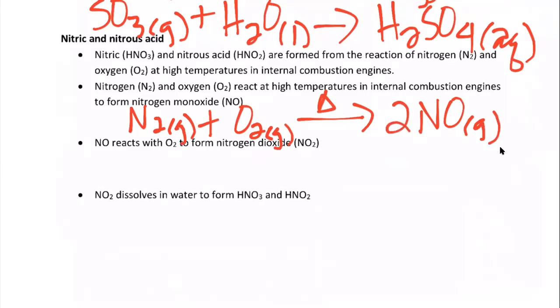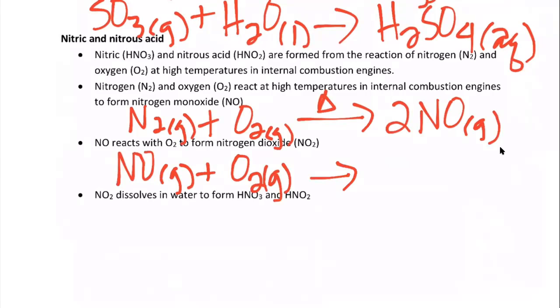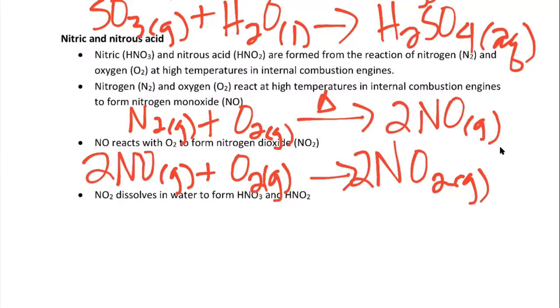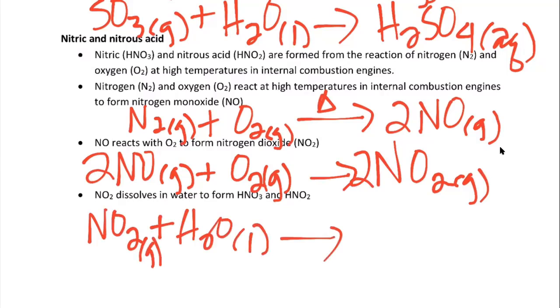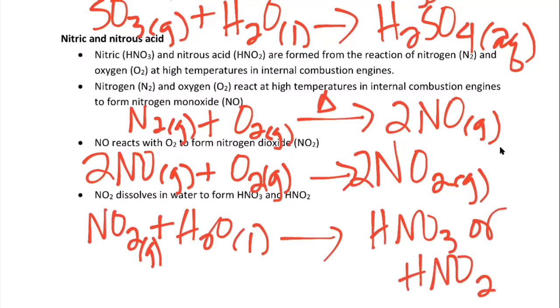Okay, and we get 2 molecules of that, so it's balanced. Then some of that nitrogen monoxide gas reacts with oxygen in the air, and it makes nitrogen dioxide. Okay, and then we need a 2 here and a 2 here to balance. And then that nitrogen dioxide is going to react with water vapor in the air, and it's going to form either HNO3 or HNO2. Either one, it just kind of depends.